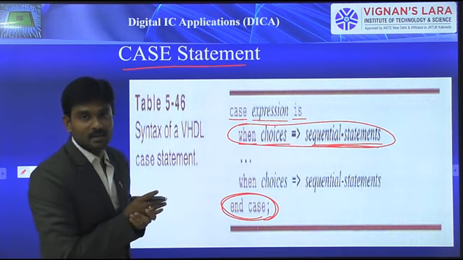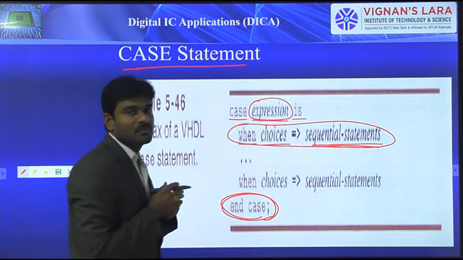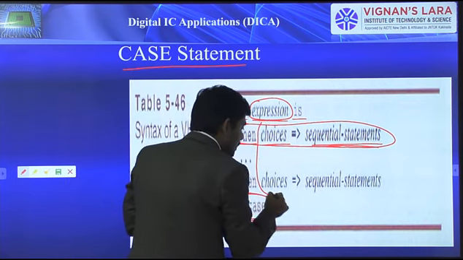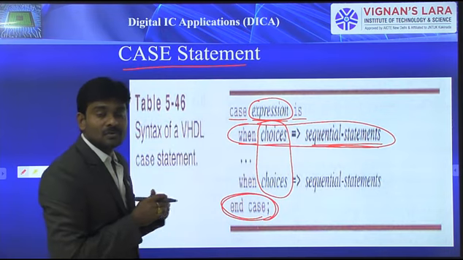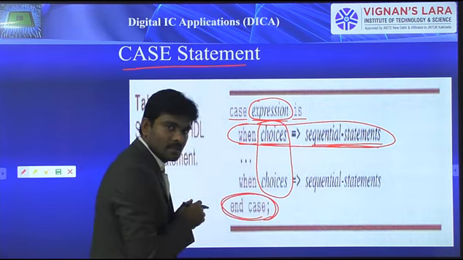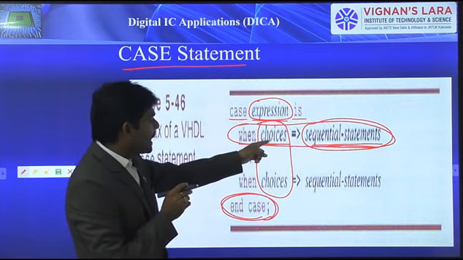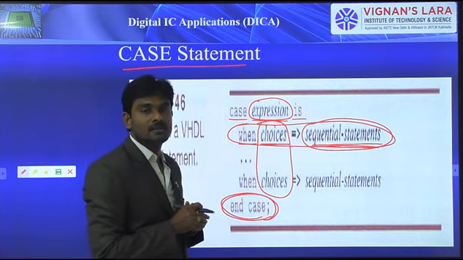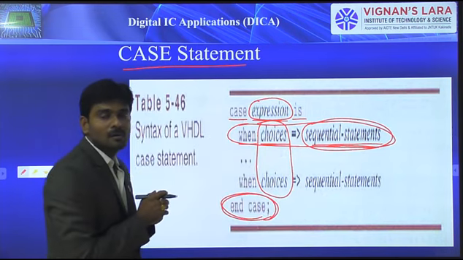Then how does it execute? Let me explain. First it is going to evaluate the expression, by means of which you get a certain value. That value will be verified against all these choices. Whatever choices we mentioned over there, that value is verified. If it matches any one of the choices, then obviously the sequential statements for that choice are going to execute.